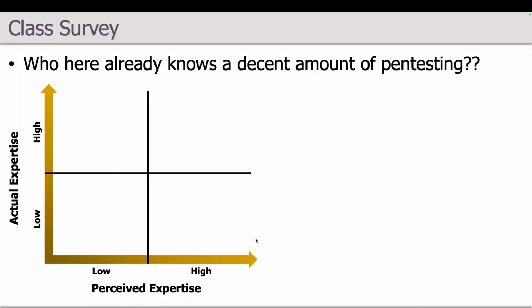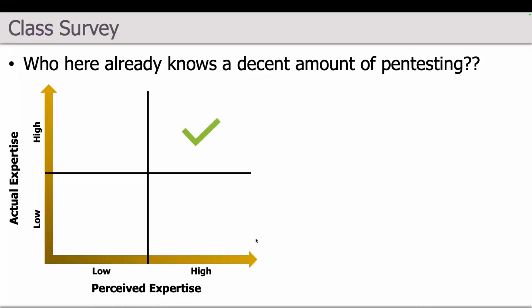What's your comfort level, perceived comfort level with the material, from low to high? It's a very qualitative way of looking at it. And then the y-axis is one's actual expertise in a given topic, what I externally evaluate as your expertise throughout the course of the semester. And I break that into a 2x2 grid where students tend to fall into a few different buckets.